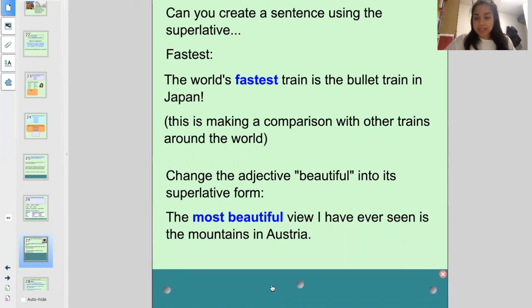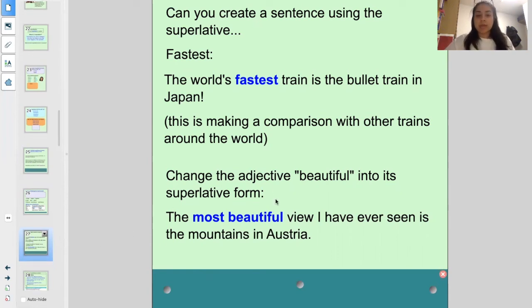And here is a sentence that I've written. The most beautiful view I have ever seen is the mountains in Austria. Okay, so that is my use of the superlative most beautiful.